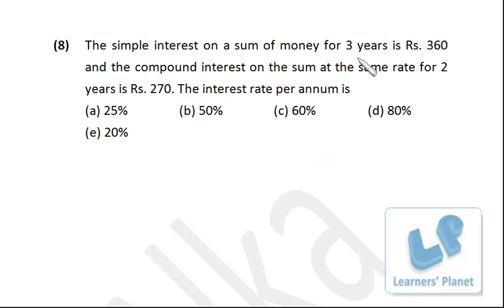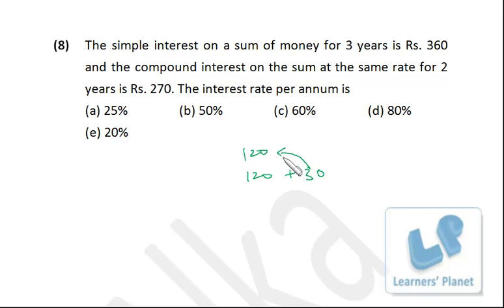The simple interest on a sum of money for 3 years is rupees 360, and the compound interest on the sum at the same rate for 2 years is rupees 270. Find the interest rate per annum. Okay, pretty simple. See, for 3 years the interest is 360, that means it is 120 rupees per annum, right? Now we can go for the verification of compound interest, right? So for 2 years simple interest will be this, and compound interest is actually interest on this amount, right? So that is actually 30 rupees. Then only it will become 270 rupees, right?